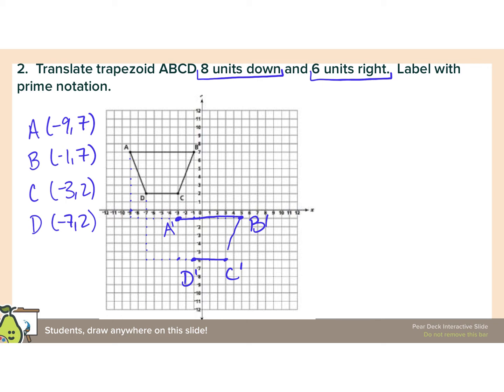It should still look like a trapezoid. It should not look like a square or a rectangle. Now, let's figure out where these new points are.